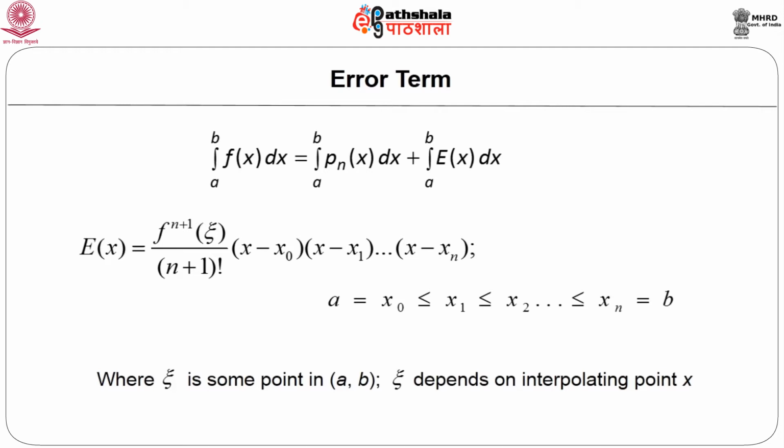So, the integral from a to b of f(x) dx, that is our I, is equal to the integral from a to b of Pn(x) dx, that is our integration formula, plus the integral from a to b of E(x) dx. So, the error in the integration formula is given by the integral from a to b of E(x) dx. If we can get an estimate of this integral of the error term, this will give us an idea about the error.